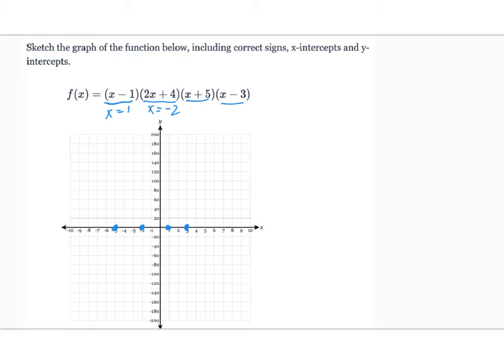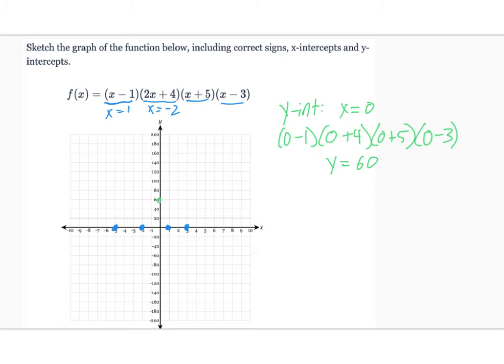All right, I'm going to do my y-intercept next. We didn't really get to do the math for this one last time, but that's when x equals 0. So we've got 0 minus 1, 2 times 0 is 0 plus 4, 0 plus 5, and 0 minus 3. So we end up with 60 as our y-intercept, which is here.